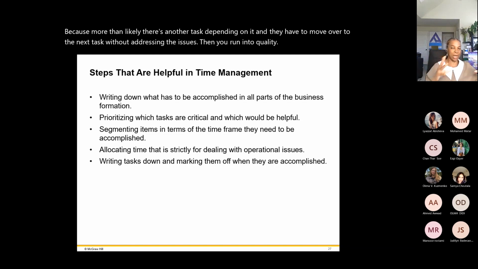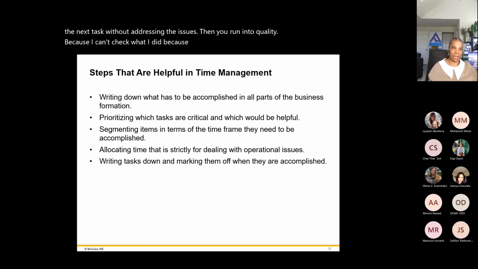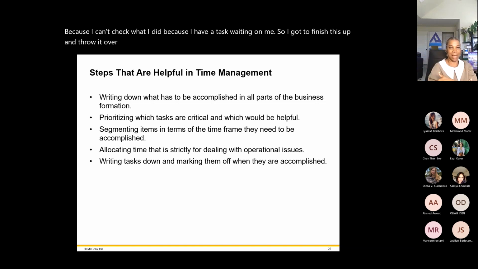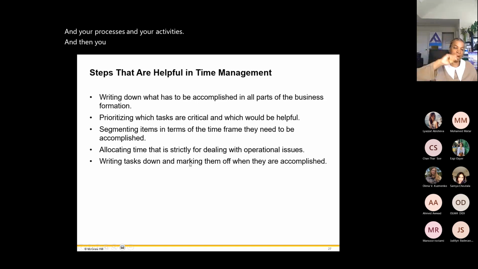Because now I can't check what I did because I have a task waiting on me. So I've got to finish this up and throw it over the wall to the next task. And that introduces quality issues in your processes and your activities. And then you want to mark off the tasks when they're complete.